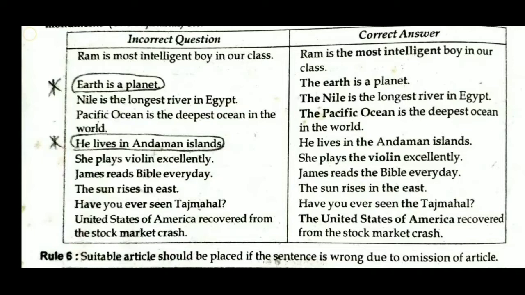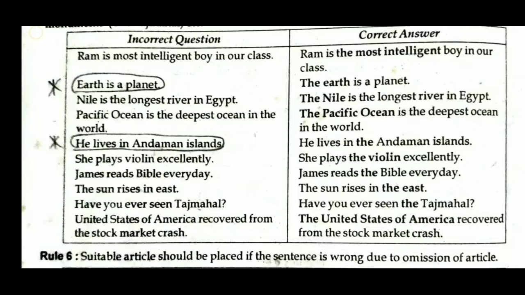She plays violin excellently. So before musical instruments, she plays the violin excellently. The violin is the right answer. Okay. James reads Bible every day. What is the error here? Before epics, before holy books, we have to use the. So James reads the Bible every day is the correct answer.